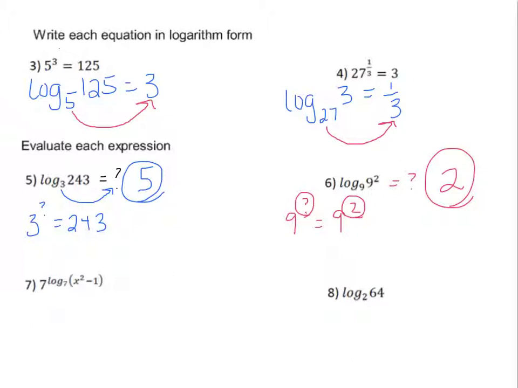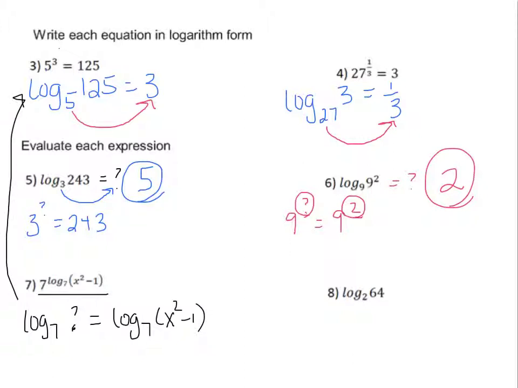Next one. 7 to the log base 7 of x squared minus 1. This one might be a little bit more difficult to think of. Since this has a log and an exponent, we're going to rewrite this exponent as a logarithm. So this is log base 7 of what should equal log base 7 of x squared minus 1. So we just took this and rewrote it in a logarithm the same way we rewrote those before. Well, what we can clearly see now should be x squared minus 1. So this is equal to x squared minus 1.